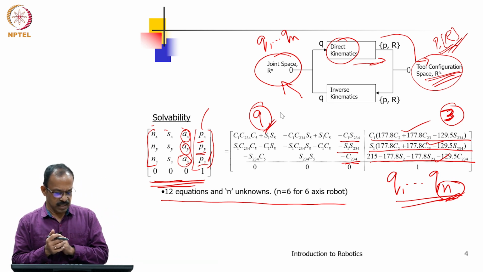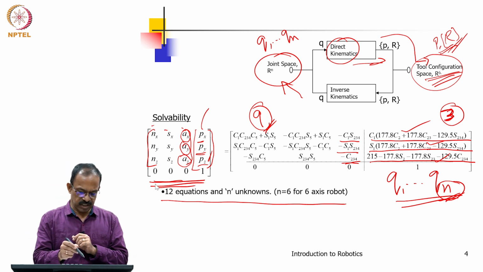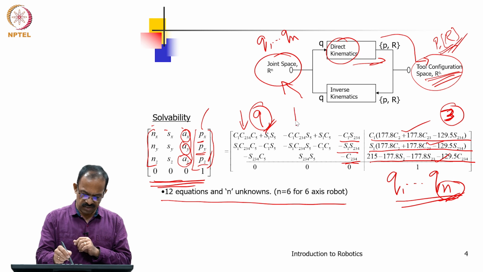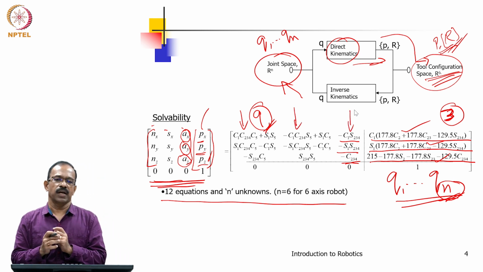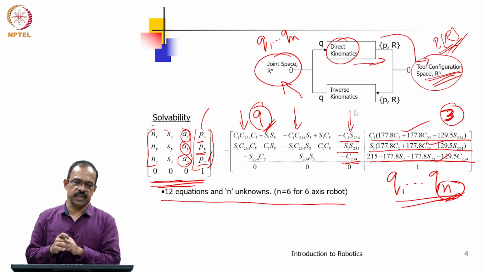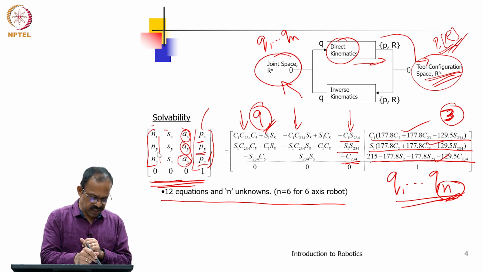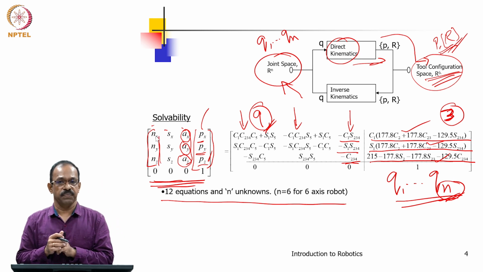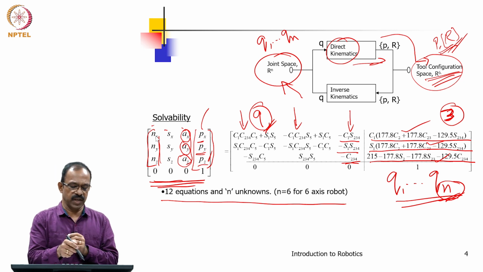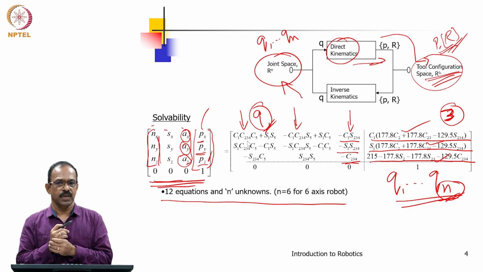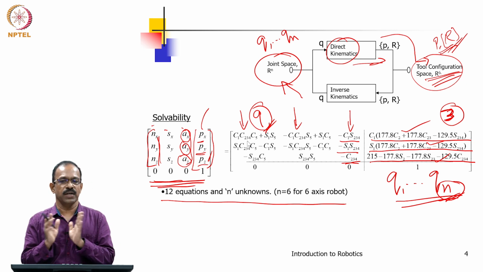The reason is that this actually represents 3 vectors: the normal vector, sliding vector and approach vector, and they are orthogonal and, of course, independent vectors. But these 3 out of nx, ny, nz are not independent. There is a relationship between nx, ny and nz to satisfy this condition of the vector. So, nx square plus ny square plus nz square is equal to 1.